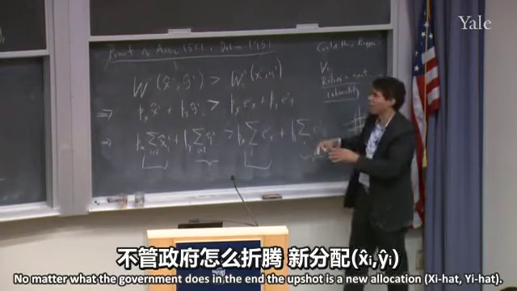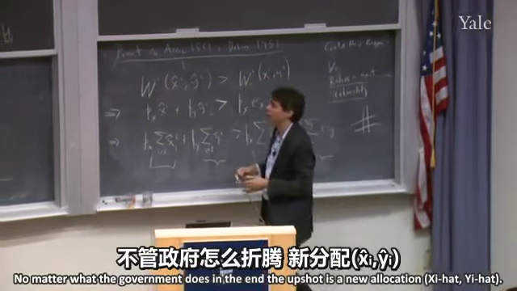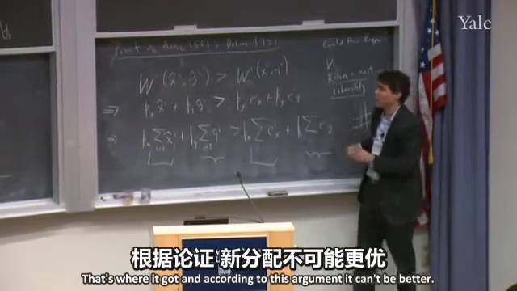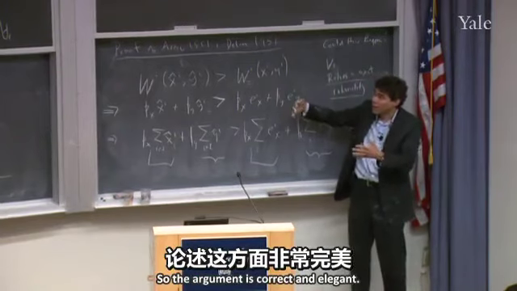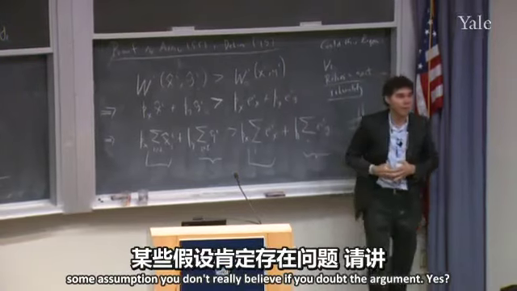No matter what the government does, the upshot is a new allocation, x hat I, y hat I. We don't have to think about how it got there. That's where it got, and according to this argument, it can't be better. So the argument is correct and elegant. There must be something missing from the argument, some assumption you don't really believe, if you doubt the argument.